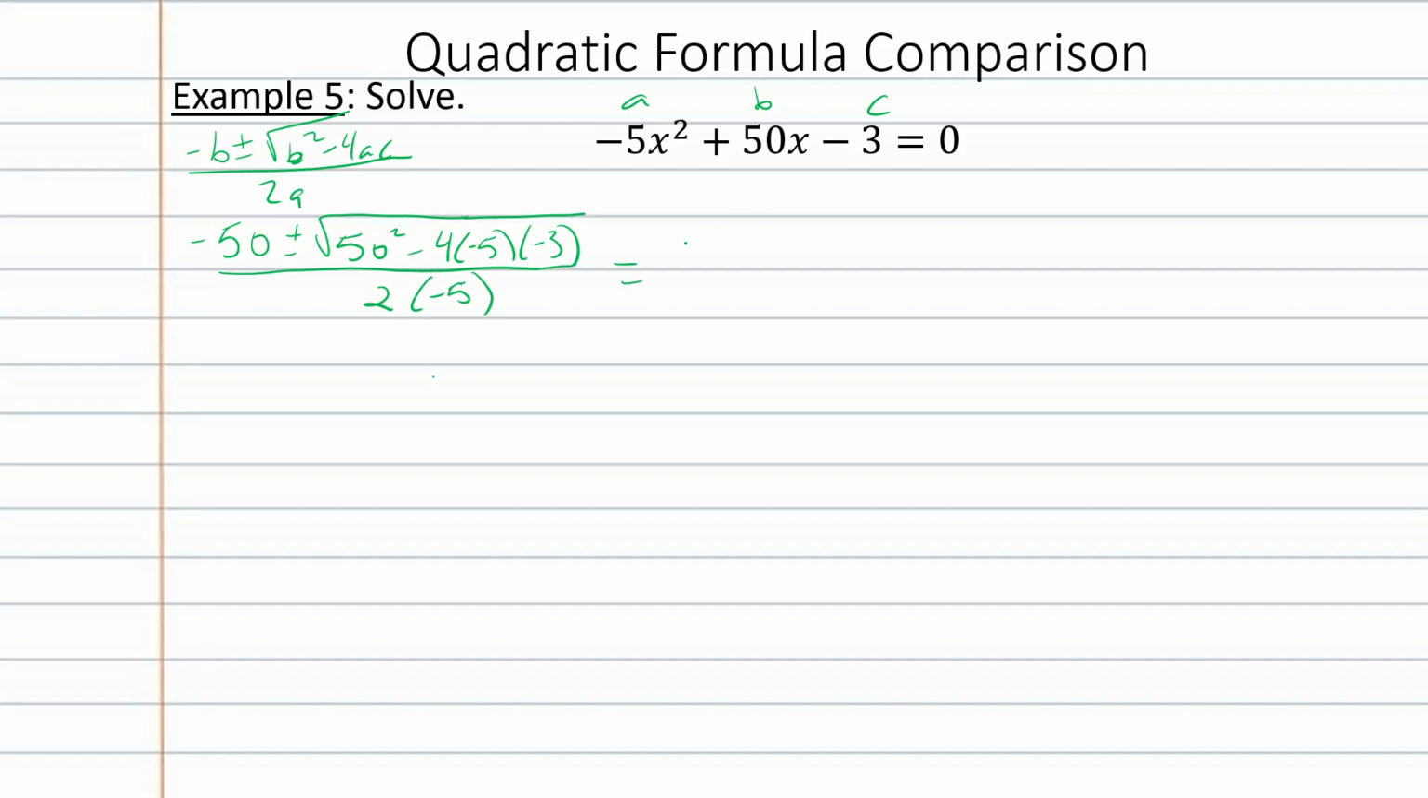See how quick we can simplify this. This gives us negative 50 plus or minus the square root. Now 50 squared. Oof. I think that's something.